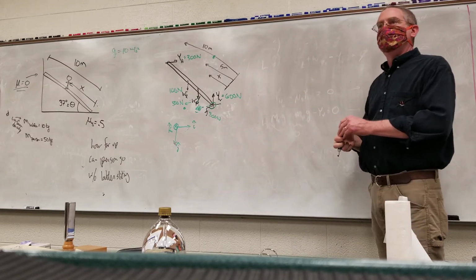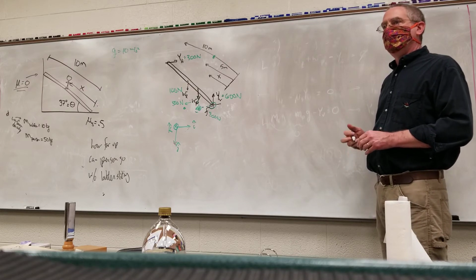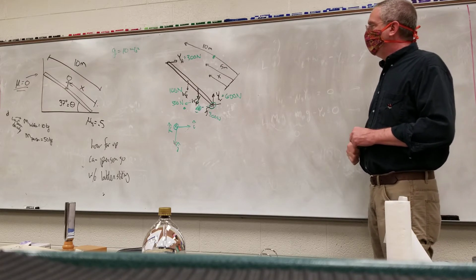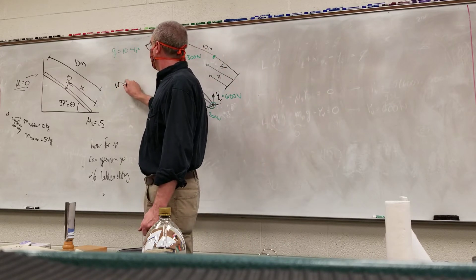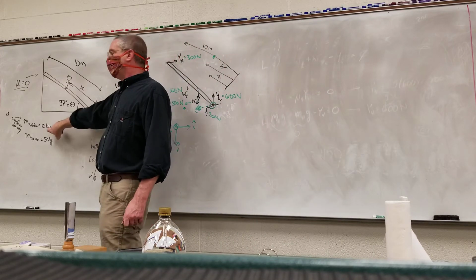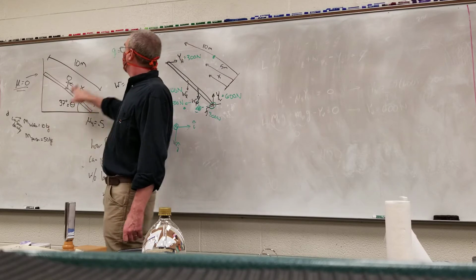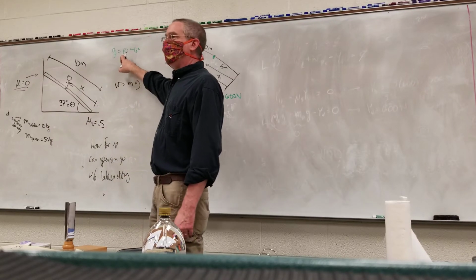How'd you get the 100 newtons and 500 newtons? This is the weight of the ladder. W equals mg. The mass of the ladder is 10 kilograms. Oh yeah, g is 10, okay. And then we're on a mystical planet.